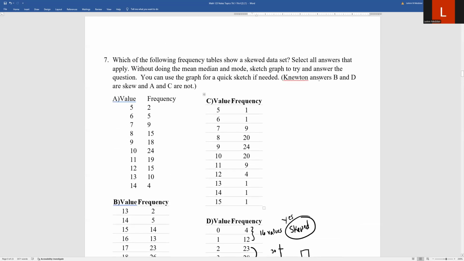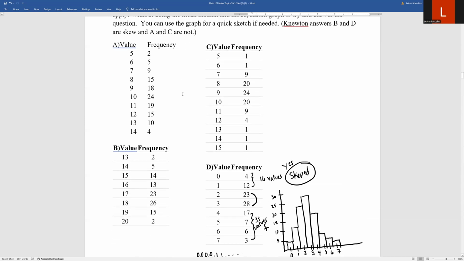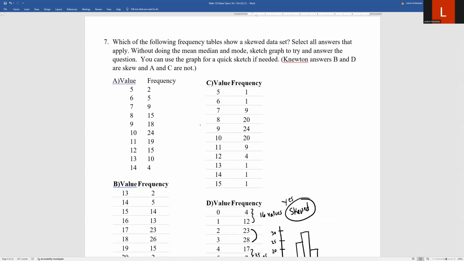All right. So notice that I put a note here. Newton says that B and D are skewed and A and C are not. So let's talk about why the A and C are not, but the B and D are. Okay. So look at this one. I'm not going to graph these.